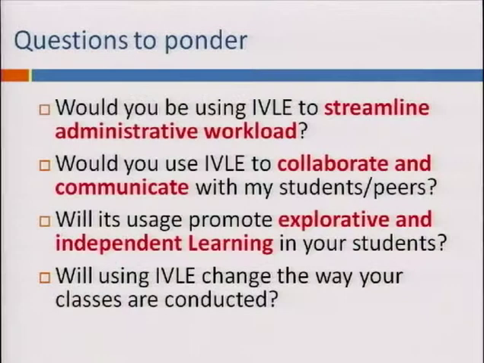So what I'm going to be doing is skipping the rest of the cases that I have, but I would like you to consider, so anytime you start thinking about using IVLE, the first thing you will need to do is, what am I going to be using it for? Am I going to be using it for streamlining administrative workload? Then the way you design your activities is going to be different. But if you're going to be collaborating and communicating, then you need to work on that. So think about all of these before you design your activities.